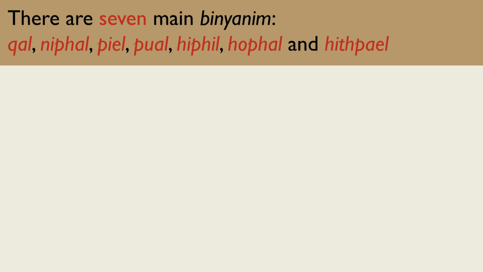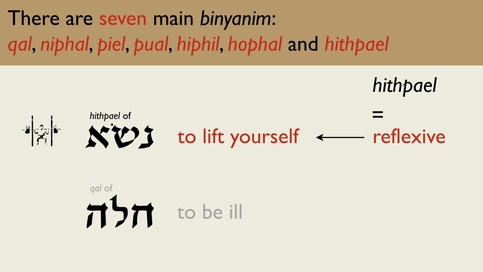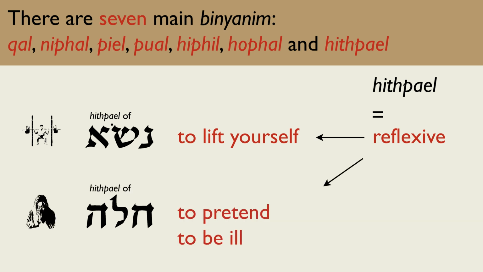The final binyan of the 7 main binyanim is the hispa'al. The hispa'al primarily has reflexive meaning. So where the kal of the root nun sin aleph means to lift, the hispa'al means to lift yourself. This reflexive meaning of the hispa'al can also extend to include a meaning where someone behaves in a certain way, i.e. conducts themselves or imagines themselves to be a certain way. So the root ches lamed he, which in the kal is to be ill, in the hispa'al can mean to pretend to be ill or to act as though you are ill.